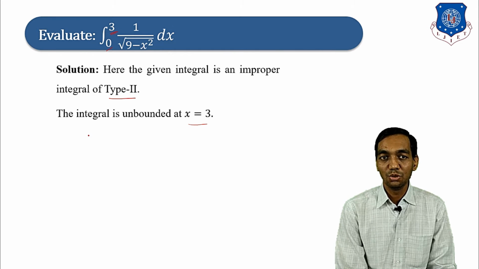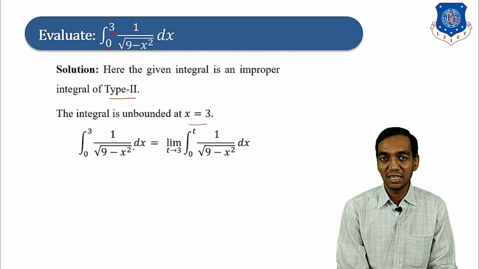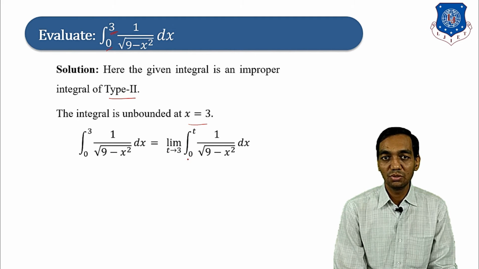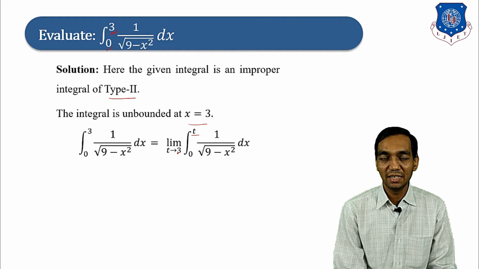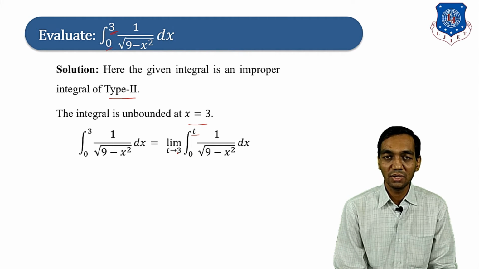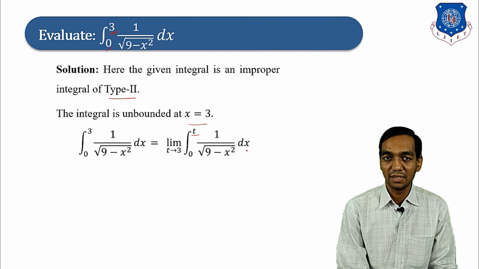And that's why your integration from 0 to 3 of 1 upon the square root of 9 minus x squared dx will be written in the form of limit t tends to 3, because 3 will be replaced with t. As I have already told, we are not concerned with left hand or right hand. So if you write 3 minus or you don't write it, either way it is okay. So t tends to 3 and you have the integration from 0 to t of 1 upon the square root of 9 minus x squared dx.